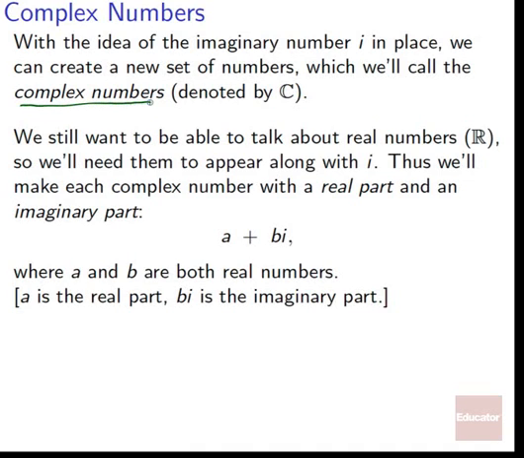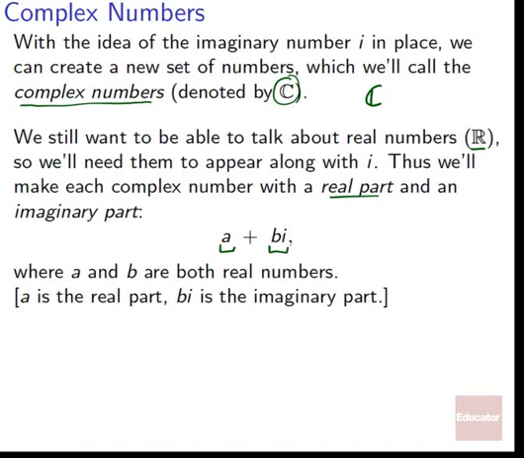With this idea of the imaginary number in place, we can create a new set of numbers which we'll call the complex numbers, and we denote it with C. If you're writing that by hand, you make a normal C, and then you make a little vertical line like that. We still want to be able to talk about the real numbers, which remember we denote with this weird R symbol, so we'll need them to appear along with i. So we need to have real numbers show up along with this imaginary number. And so we just saw that we can have imaginary numbers that had this real component multiplied against them, right? We took the square root of negative 25, and we got 5i.